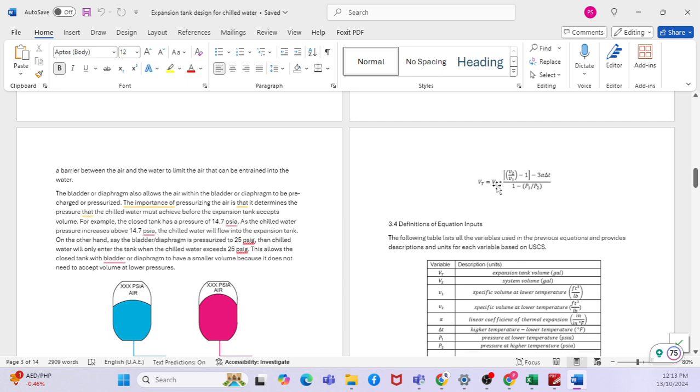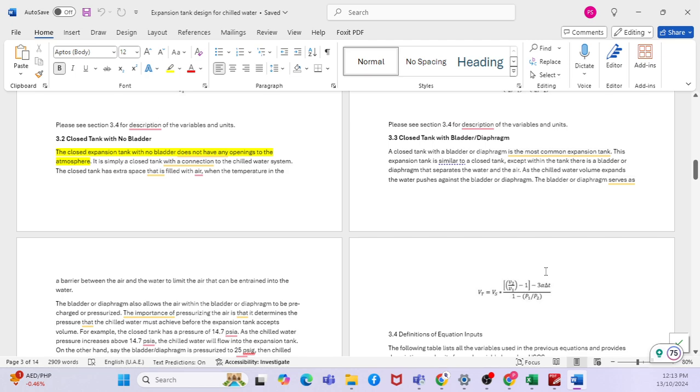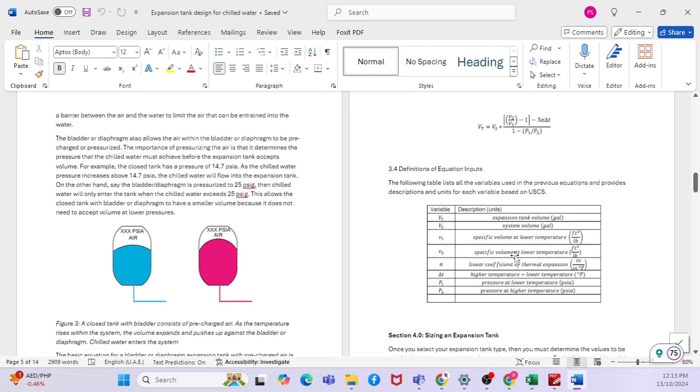Vt equals Vs, the system volume, multiplied by (V2 by V1 minus 1) minus 3 alpha delta T, divided by (1 minus P1 by P2). P1 by P2 is the pre-charge pressure ratio in the system. Now you can see the definitions. Vt is the expansion tank volume, Vs is the system volume, V1 is the specific volume at low temperature, and V2 is the specific volume at high temperature. Alpha is the linear coefficient of thermal expansion, delta T is the higher temperature minus the lower temperature, P1 is the pressure at low temperature and P2 is the pressure at higher temperature.